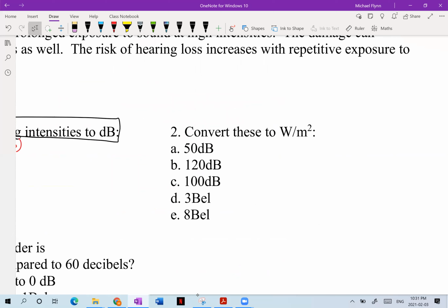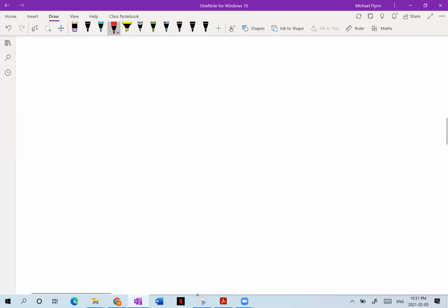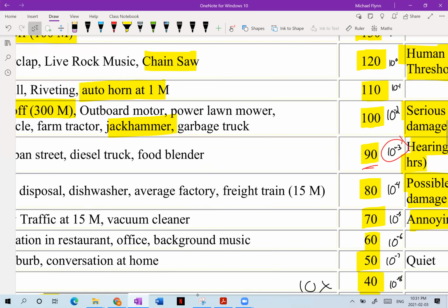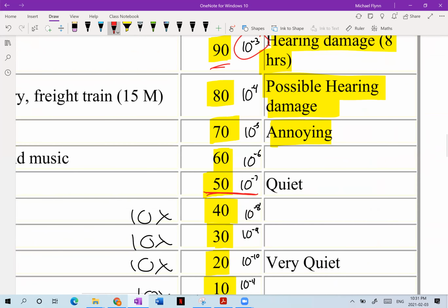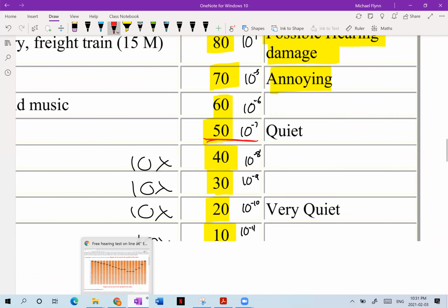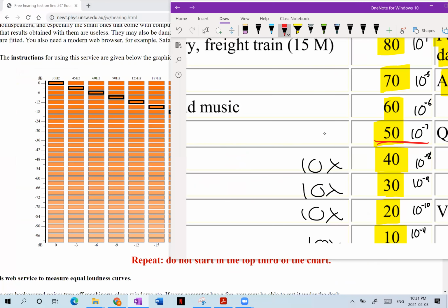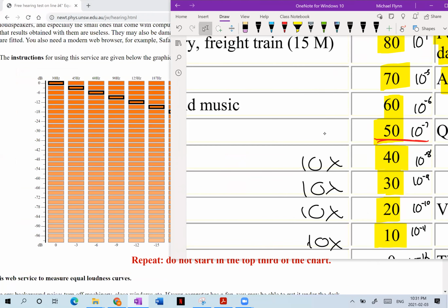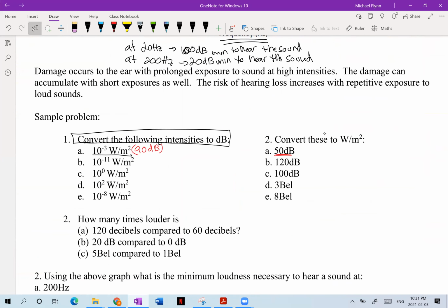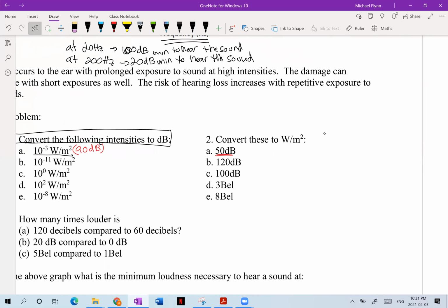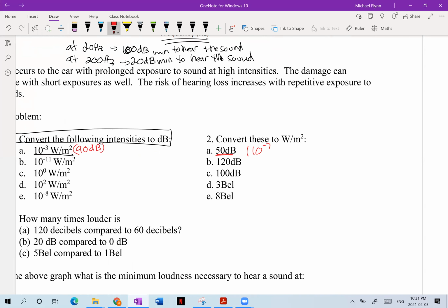Now, what about convert these to watts per square meter? Can you do the opposite? So how intense is 50 decibels? Oh, super easy. I go back to my chart. 50 decibels would be right here. That corresponds to 10 to the negative 7 watts per square meter. Pardon me, that was a mistake, so I'll scroll down. So this would be 10 to the negative 7 watts per square meter. There you have it.